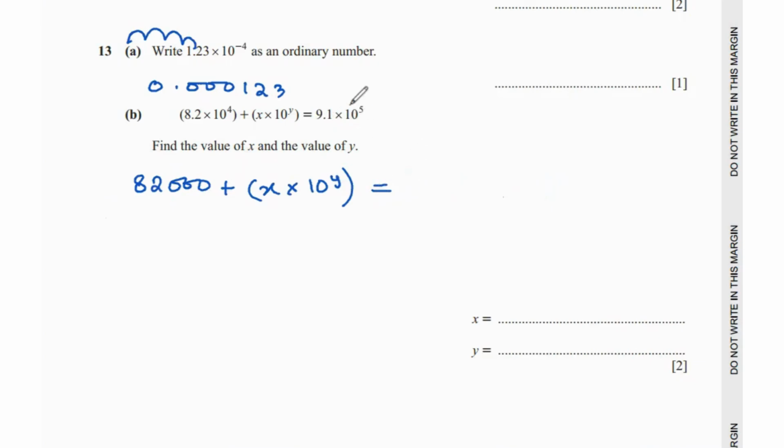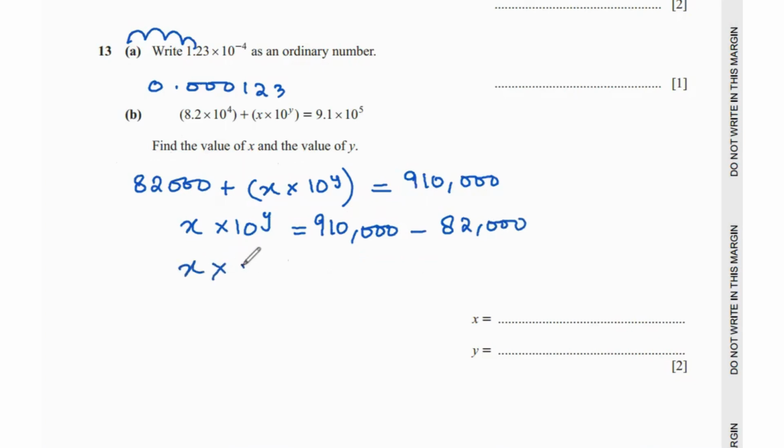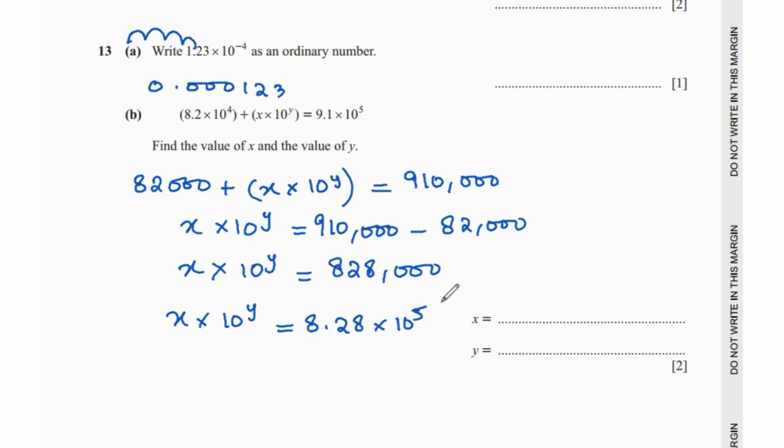And on the right-hand side, we can also write this as an ordinary number, which is going to be 910,000. So now when we bring 82,000 to the other side, it's going to be 910,000 minus 82,000. That's going to give us 828,000. If we rewrite 828,000 in standard form, that's going to be 8.28 times 10 to the power of 5. So that means x is 8.28 and y is 5. That's your answer.